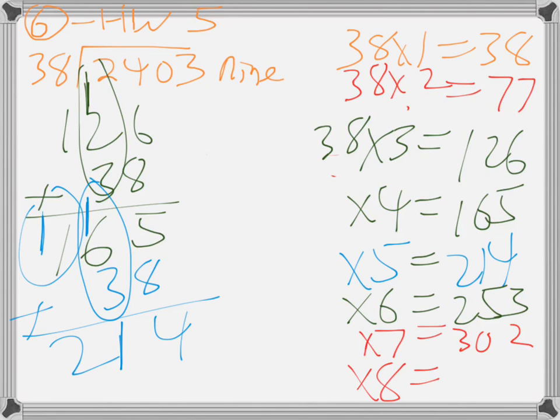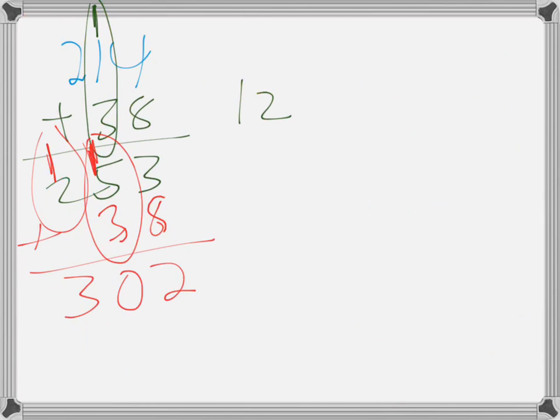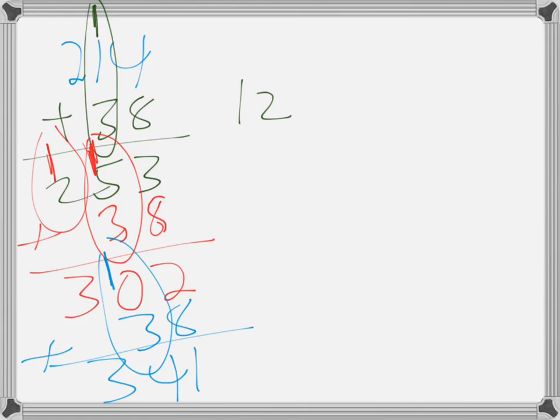One more. Times 8. Add another 38 for the last time. 8 and 2 is 10. That carries away 9, leaves 1. Then add these up. 3 and 1 is 4. Bring down the 3. 341.